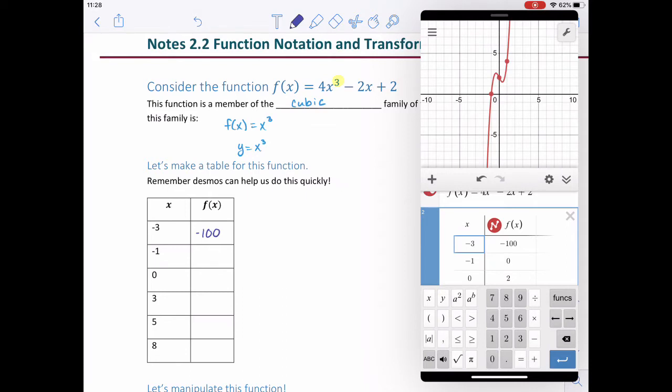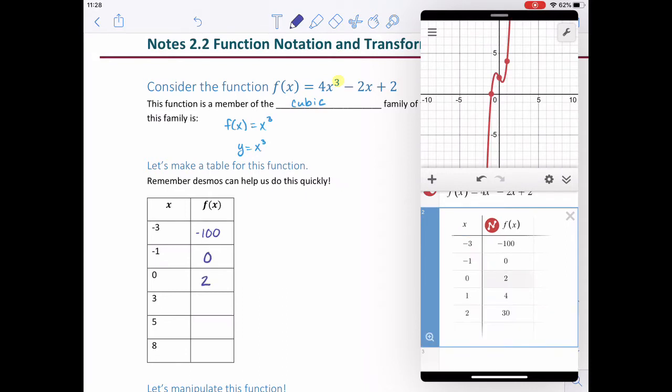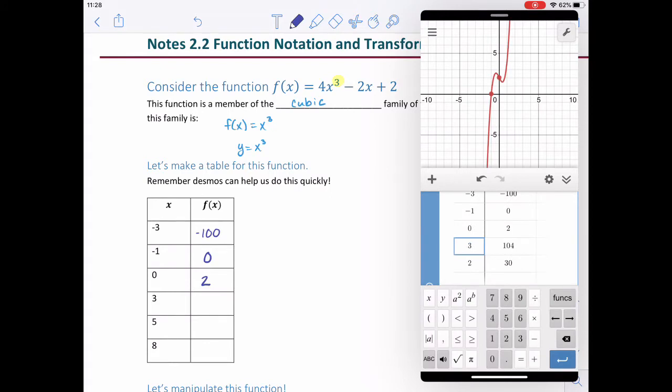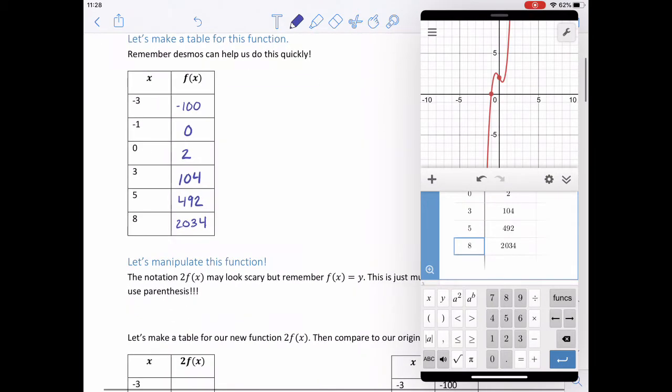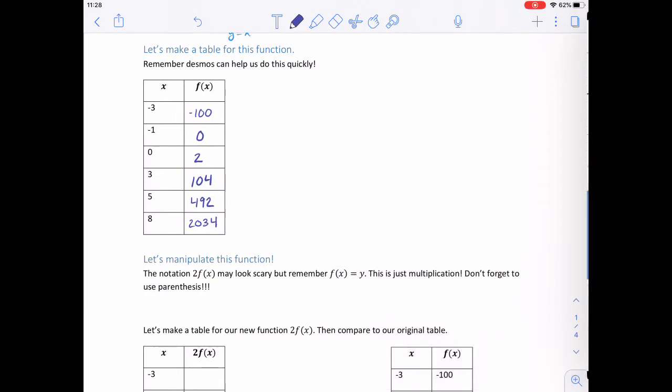-100, -1 is 0, 0 is 2, and we're looking for 3, 104, 5, 492, and lastly 8, 2034. Okay, so there's our table. We could also just plug these values in to get our table if we don't want to use Desmos. So now what we're going to do is manipulate this function.